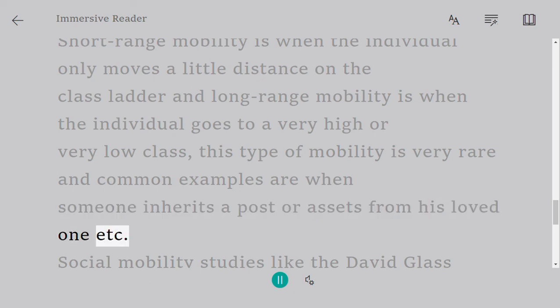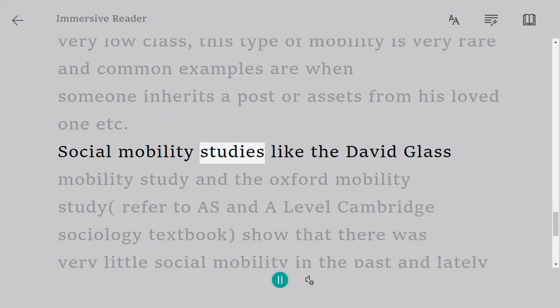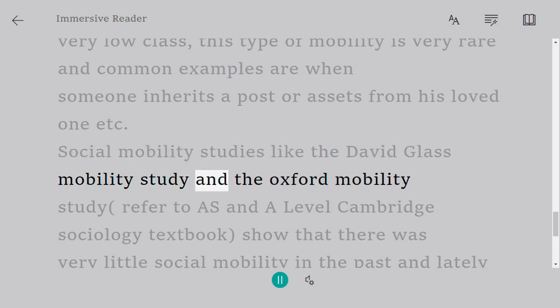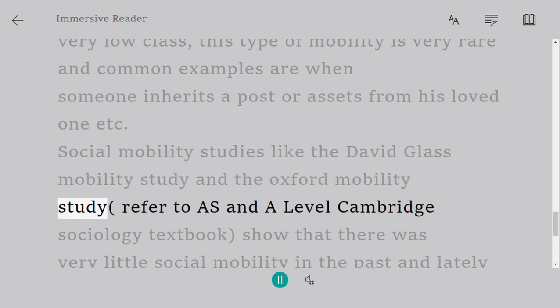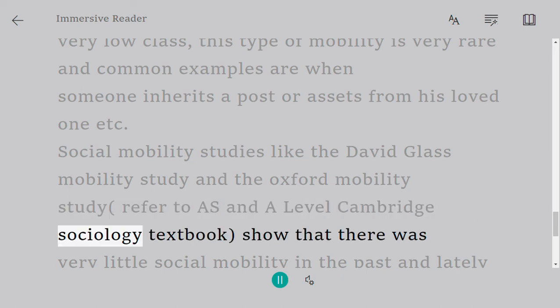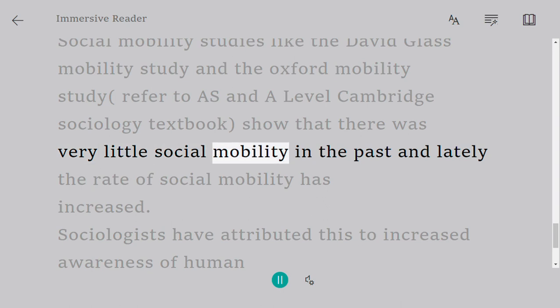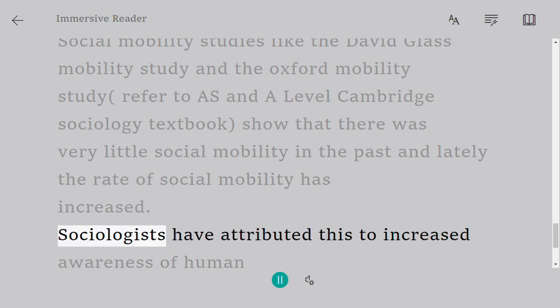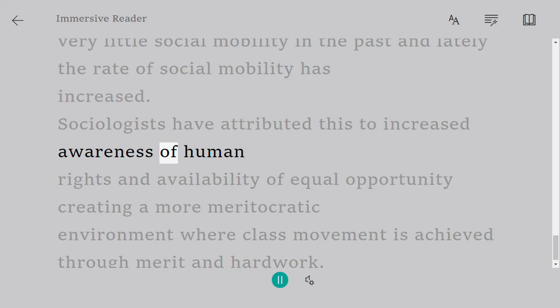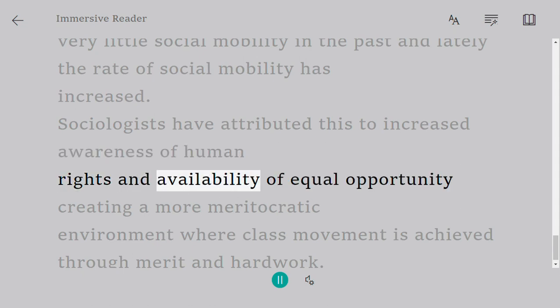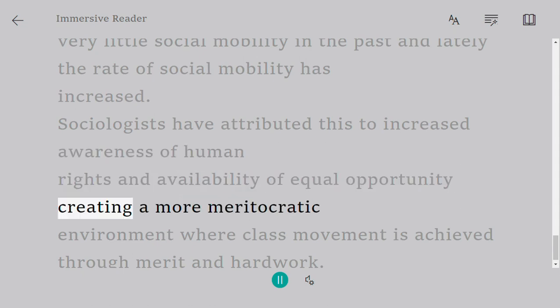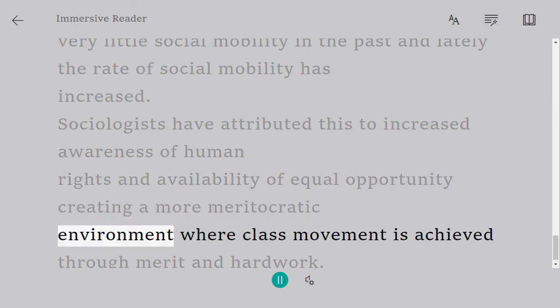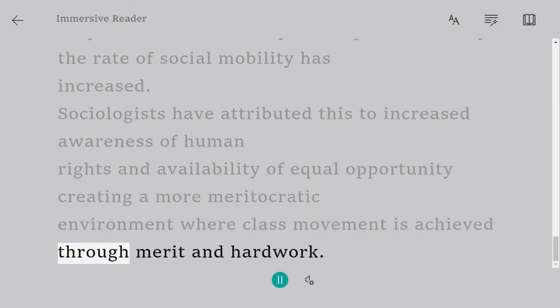loved one, etc. Social mobility studies like the David Glass Mobility Study and the Oxford Mobility Study, refer to the AS and A-level Cambridge Sociology textbook, show that there was very little social mobility in the past, and lately the rate of social mobility has increased. Sociologists have attributed this to increased awareness of human rights and availability of equal opportunity, creating a more meritocratic environment where class movement is achieved through merit and hard work.